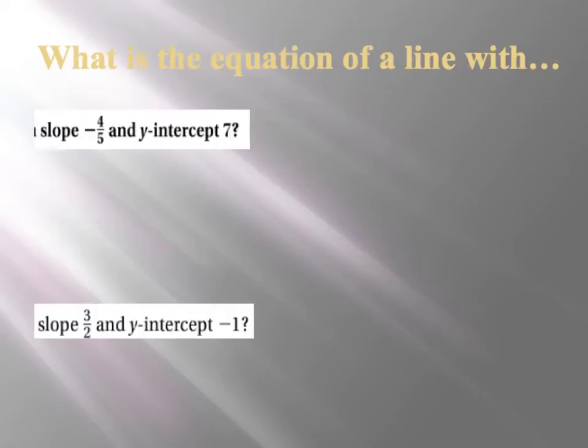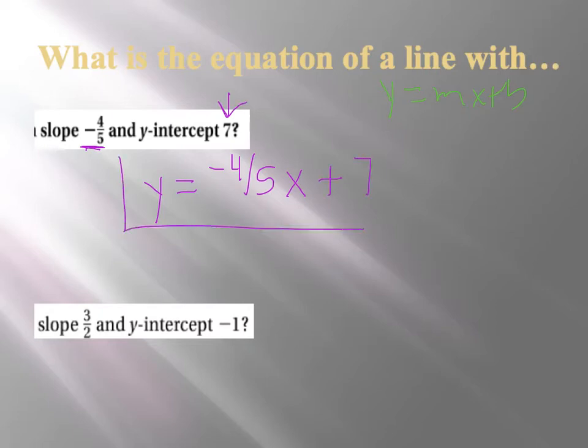Here I give you the slope and the y-intercept, and I want you to write it in the correct format. So the slope-intercept form. And again, that's y equals mx plus b. So basically I just have to plug in my numbers here. For this first one, it's telling me that my slope is -4/5. So I'm going to have y is equal to -4/5 x, because it's mx, and then my y-intercept is b. So mx plus 7. This would be my equation.